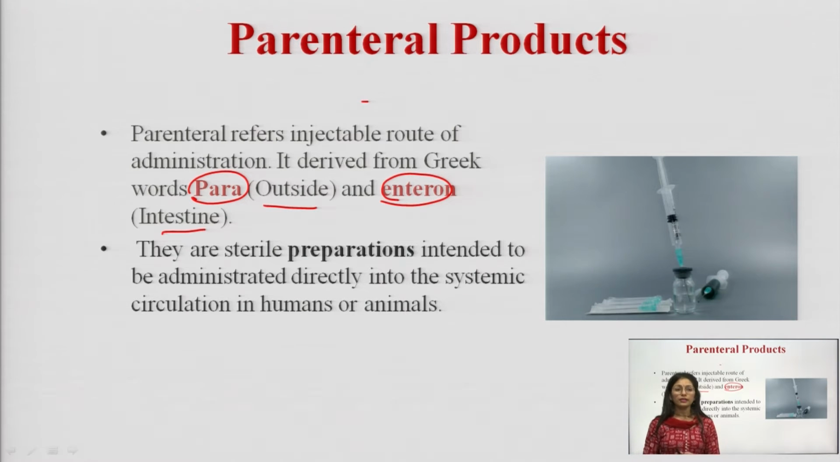Parenteral products are sterile preparations intended to be administered directly into the systemic circulation. These are sterile preparations, free from pyrogen, and intended to be administered inside the body. Okay. There are different routes of administration, which we are going to learn about later on in the slides.